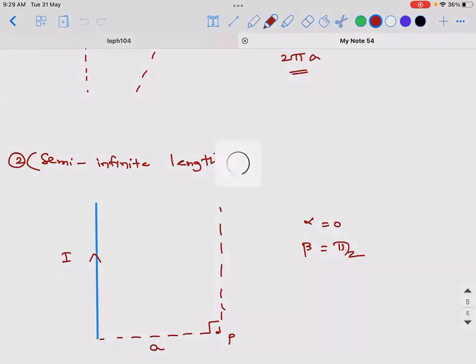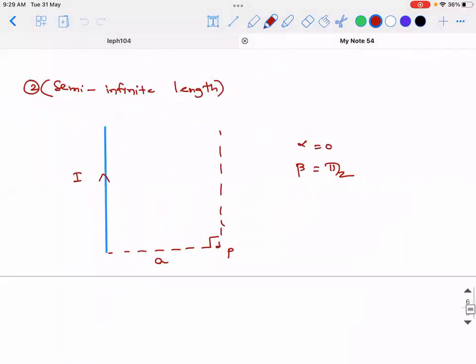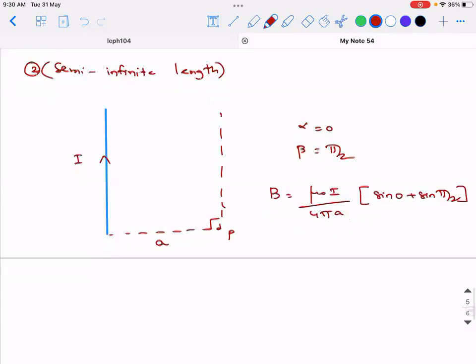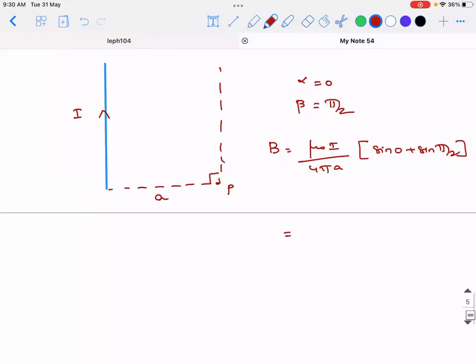Having said this, what is the value of magnetic field going to be? B is equal to mu naught I divided by 4 pi A into sine 0 plus sine pi by 2. So how much is the answer, guys? Mu naught I divided by 4 pi into A. Accepted?